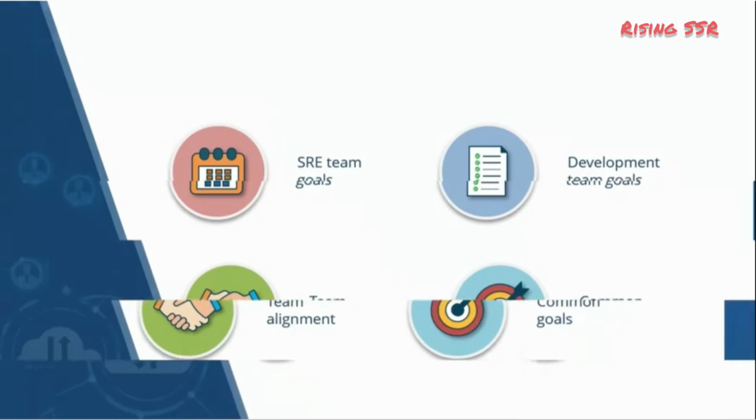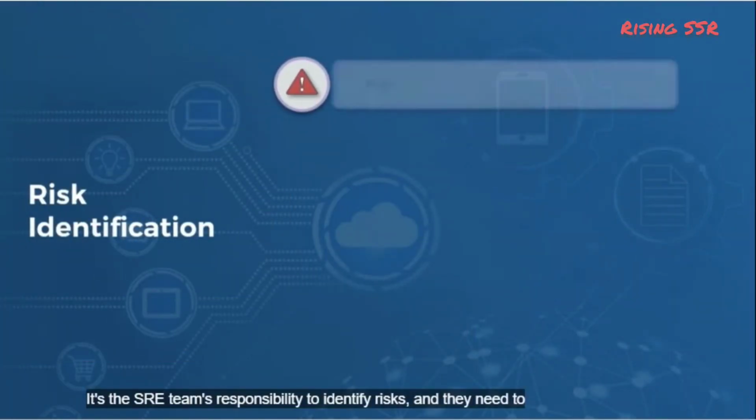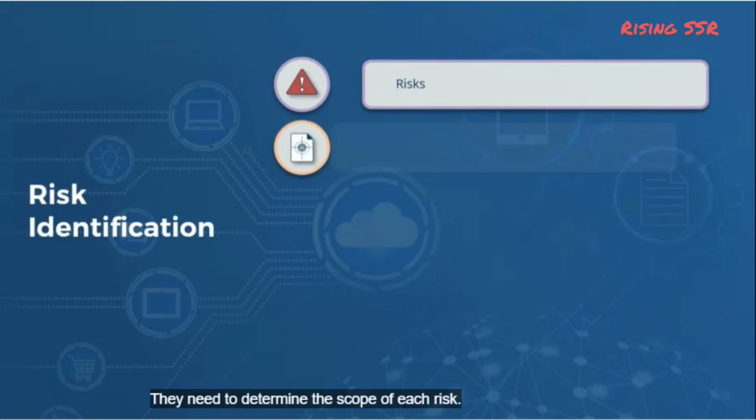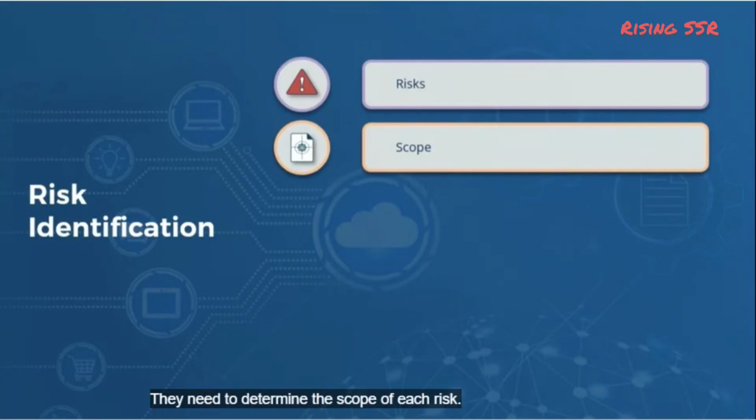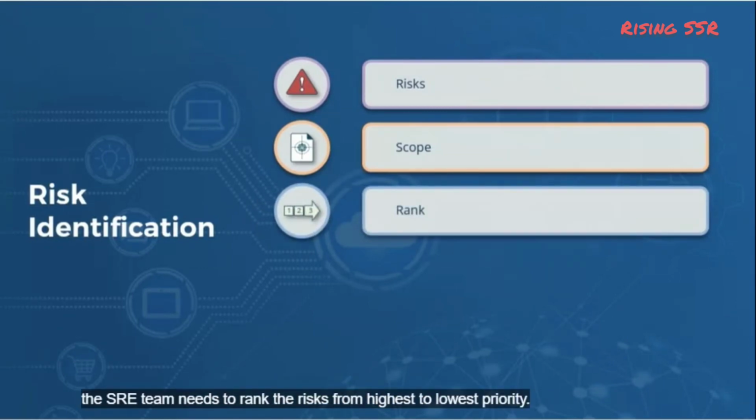It's the SRE team's responsibility to identify risks, and they need to communicate these to both the development team and the product team. To do this, the SRE team needs to take the following steps. They need to determine the scope of each risk. What does the risk mean to the system as a whole? Once the scope is determined, the SRE team needs to rank the risks from highest to lowest priority.